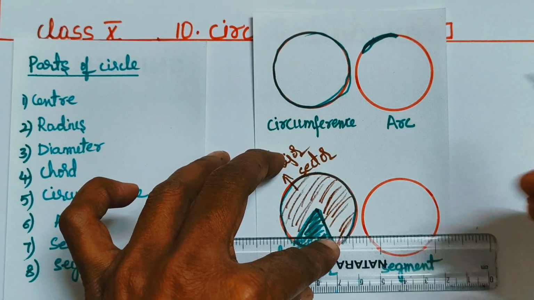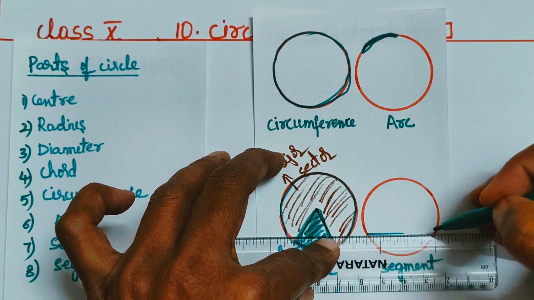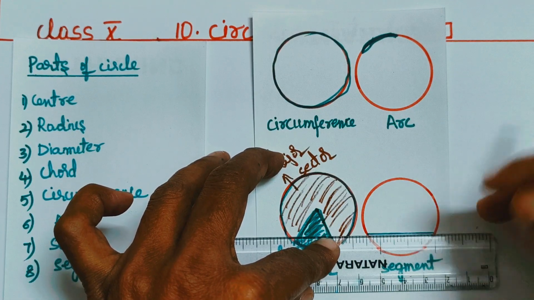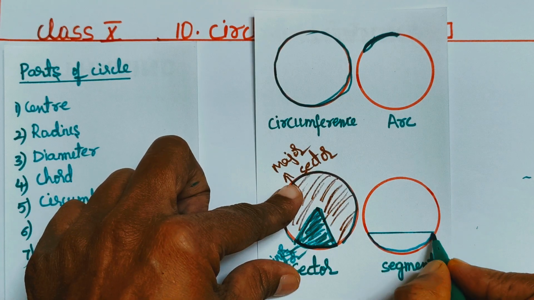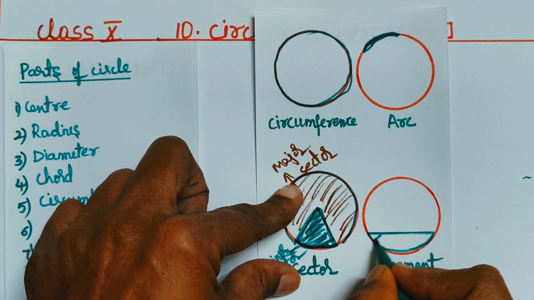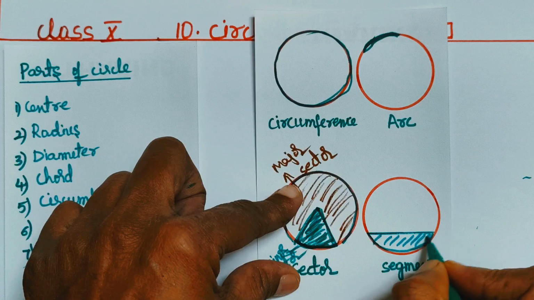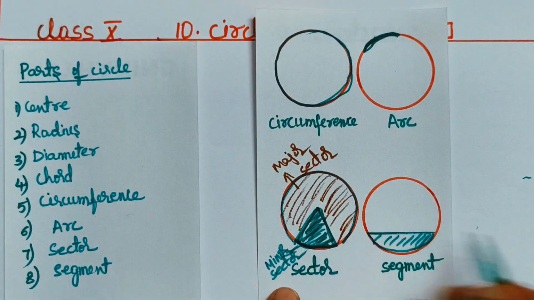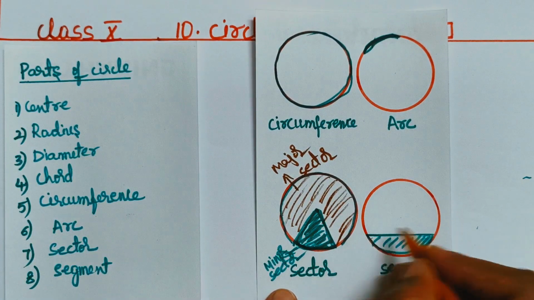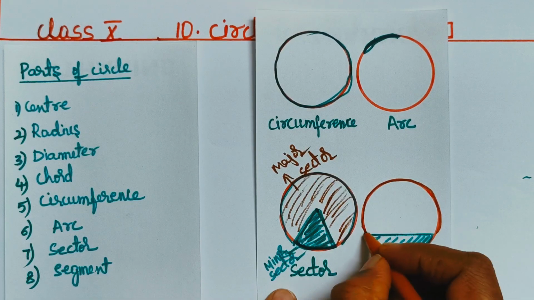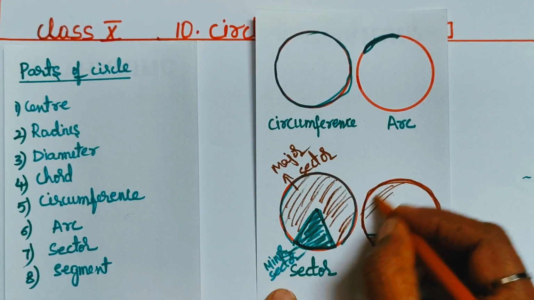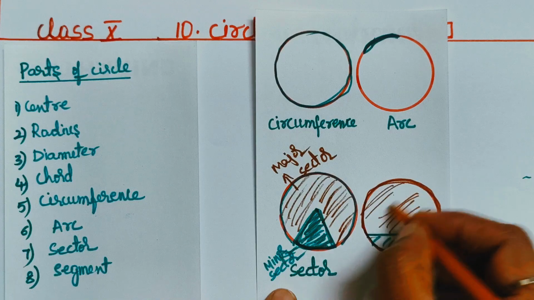See here. This is a chord. This chord, this is an arc. This chord and arc, with the middle region, is there. Now, this is called a segment. Next, this is a chord and the outside border. This is also an arc. Chord, arc, this region is there. Now, this is called a segment.